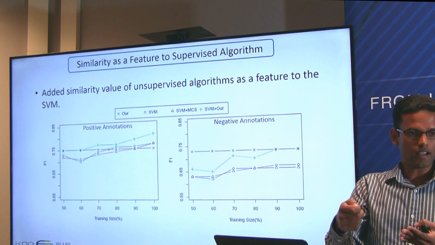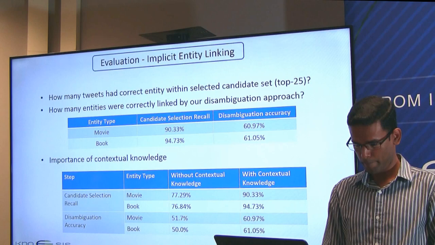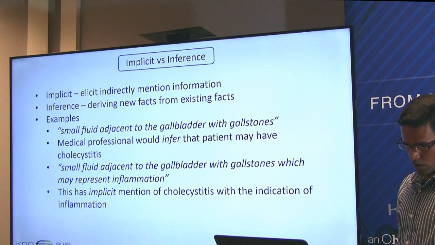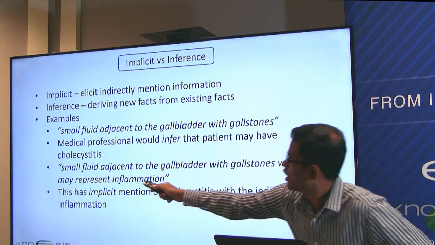Like, go all the way down. So, this sentence right here: small fluid adjacent to gallbladder with gallstones, versus small fluid adjacent to gallbladder with gallstones, which may represent inflammation. So, this is an implicit mention per my definition.